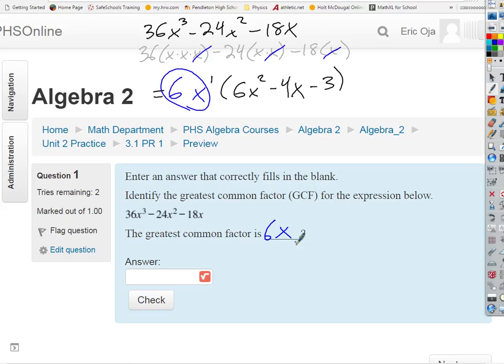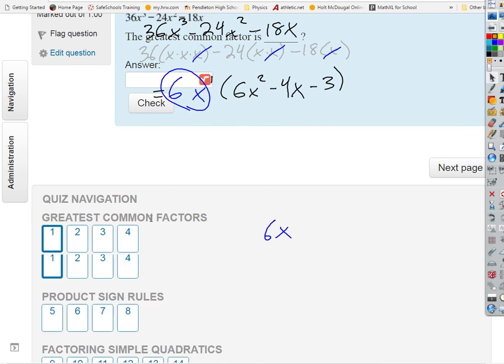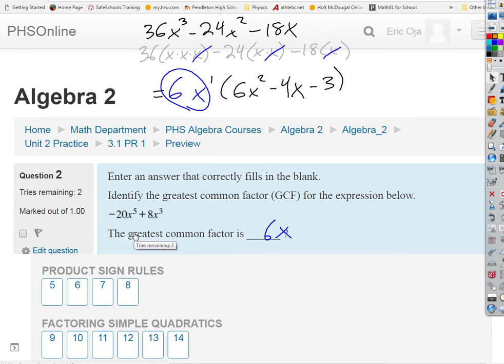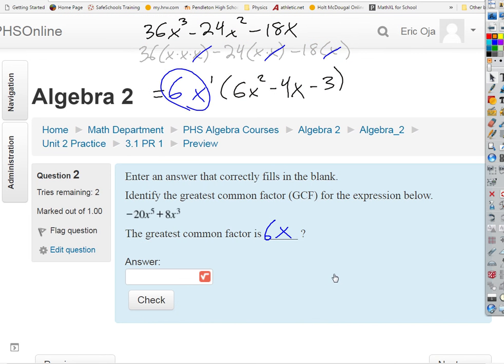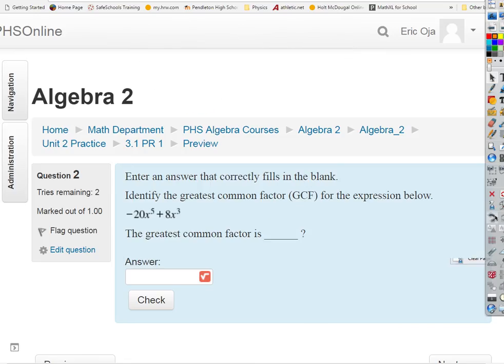Okay, try another one real quick. How about... okay, what about that one? Everybody try it on your own first. Remember, number part first and then power of x.